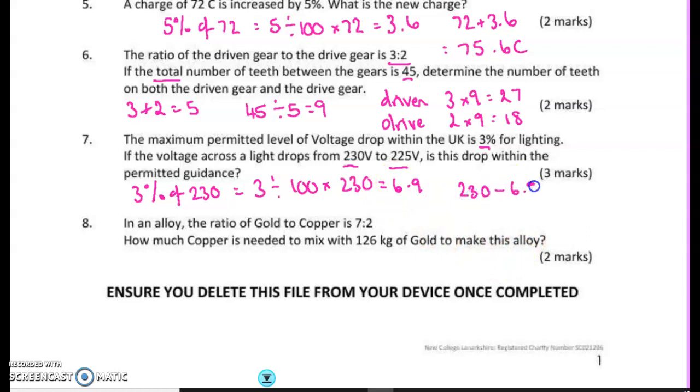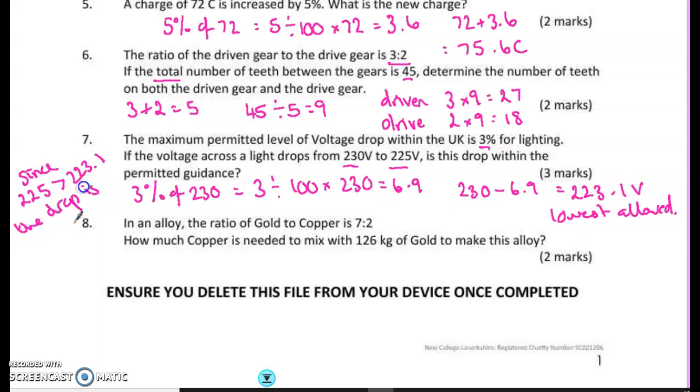230, take away 6.9 is 223.1 volts. So that's the lowest allowed. Here it's dropped to 225, which is higher than that, so it is within the permitted guidance. We need some kind of explanation here, and because it is maths, we need to use the numbers to explain. So we can say since 225 is greater than 223.1, the drop is permitted.